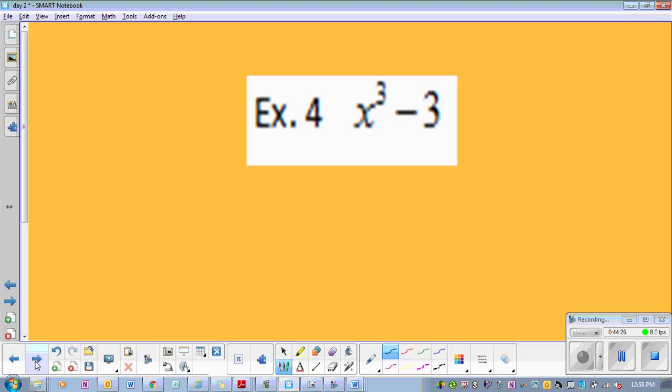x cubed minus 3. Wait a minute. It's a binomial, and x cubed is a perfect cube, because that would be an x. But wait, is 3 a perfect cube? Nope. Do they have a GCF? No. So what is this? Prime. Okay.